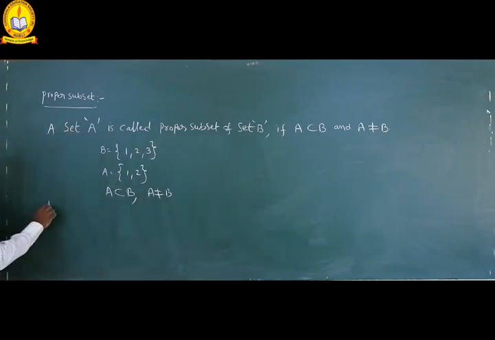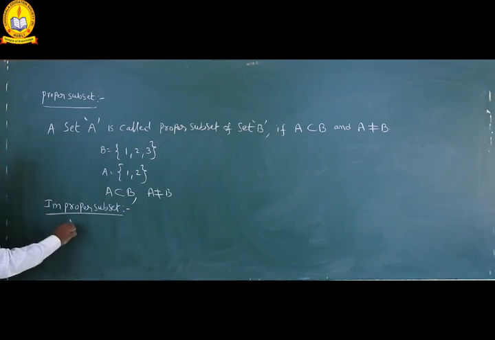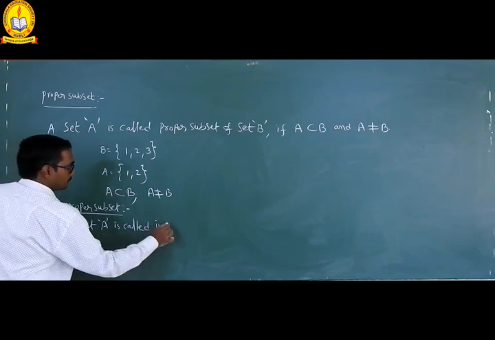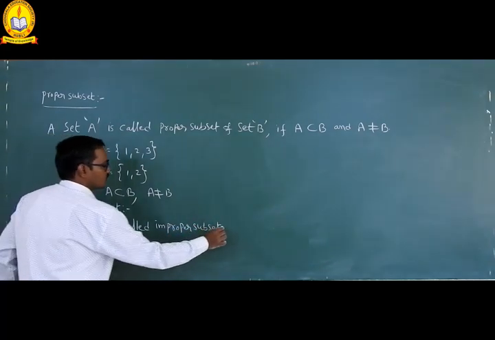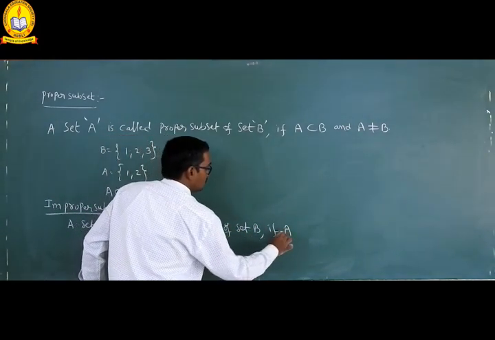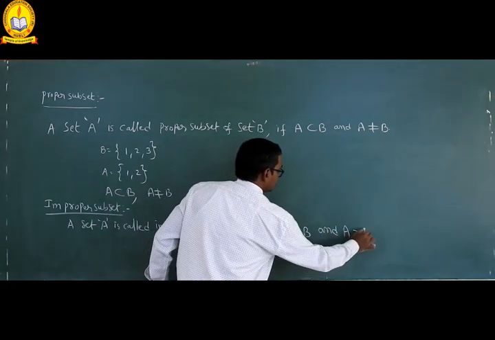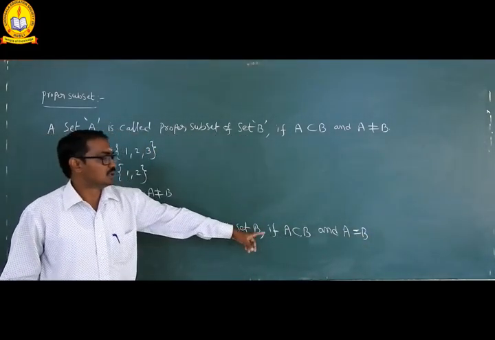Next, improper subset. A set capital A is called an improper subset of set capital B, if A is a subset of B and A is equal to B. In the previous case A is not equal to B. In this case A is equal to B.